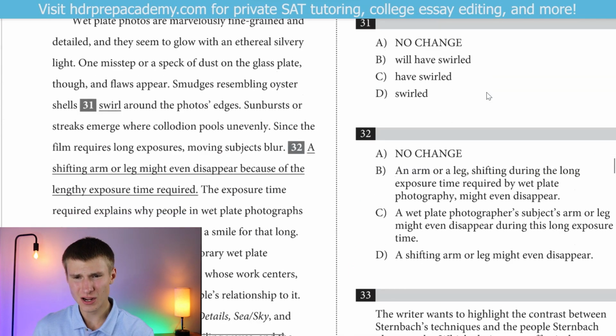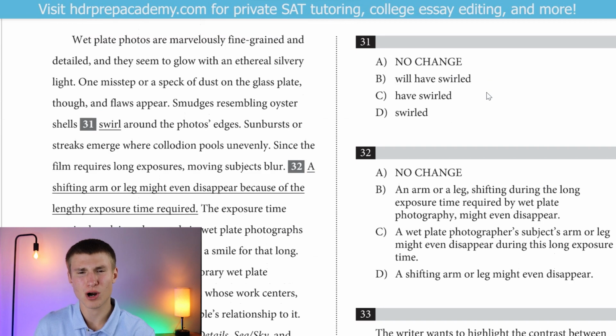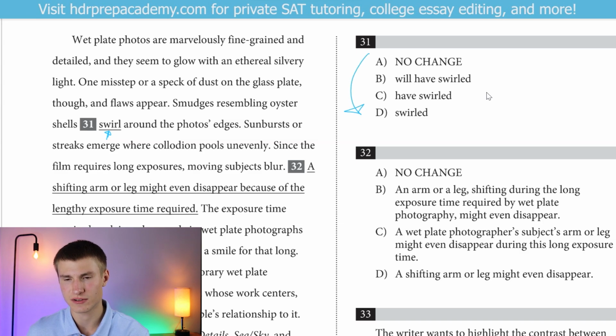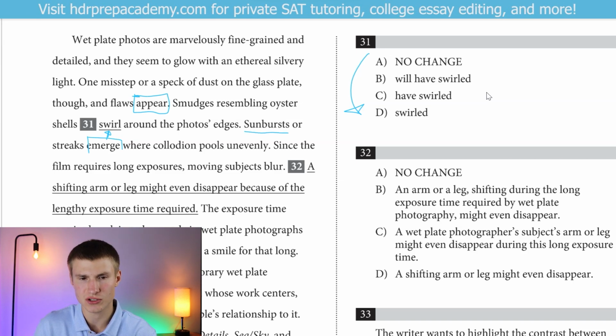All right, moving on to number 31. Wet plate photos are marvelously fine-grained and detailed, and they seem to glow with an ethereal, silvery light. One misstep or a speck of dust in the glass plate, though, and flaws appear. Smudges resembling oyster shells swirl, and it looks like we just are dealing with tense and number of our verb here, around the photo's edges. So if we're dealing with tense here, which it looks like we are, it looks like all of these have different tenses, which they do. So we can go ahead and find our correct tense. So I'm going to look for verbs that'll indicate to me what my tense is. I see I have appear, that's present tense. I'll go ahead and read on. Sunbursts or streaks emerge, also present tense, where collodion pools unevenly. Therefore, I want swirl to be present tense, which it is, so I'm not going to change anything.